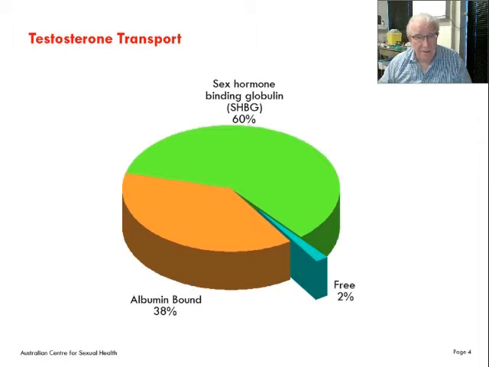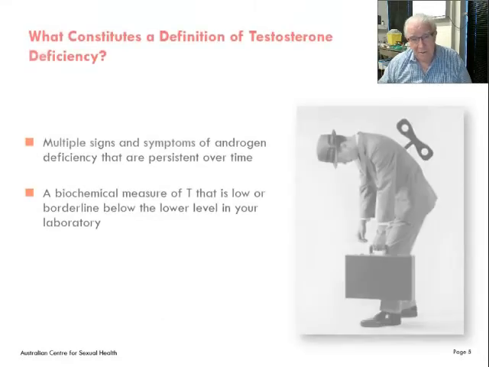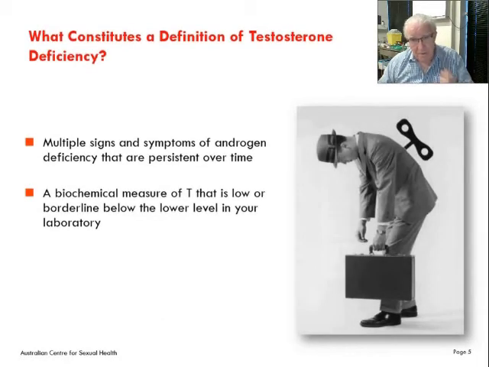Testosterone binds strongly to SHBG, but its affinity for albumin is relatively weak. As a result, testosterone readily dissociates from albumin, adding to the fraction of circulating testosterone which is available for entry into the tissues. So, what constitutes a definition of testosterone deficiency? Well, the presence of multiple signs and symptoms of testosterone deficiency that persist over time, and a biochemical measure of testosterone that is either low or borderline below the lower limit of normal accepted for the laboratory performing the assay.